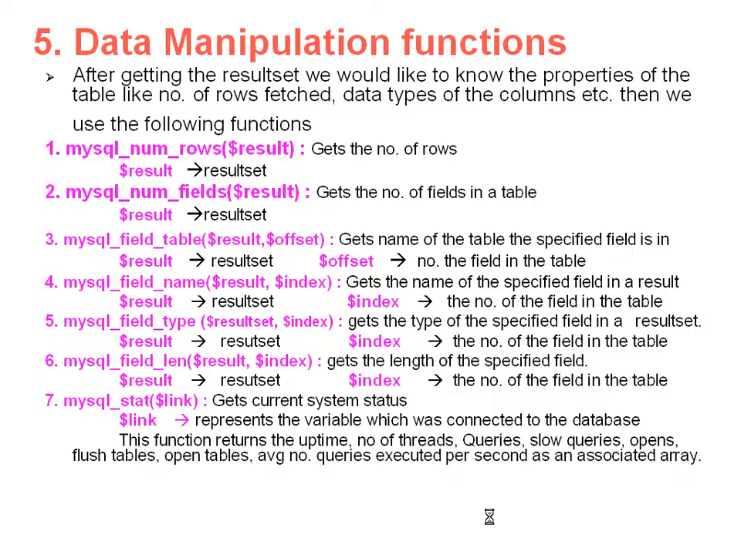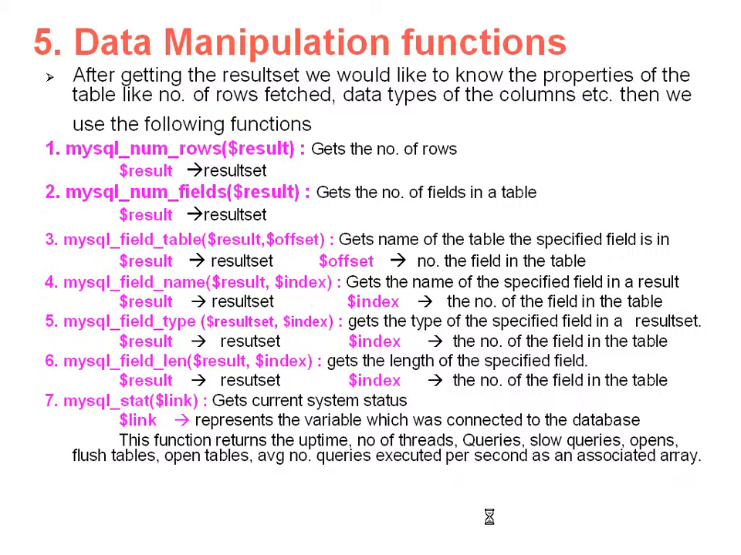mysql_field_name gets the name of the specified field in a result set, where $result is the result set and $index is the number of the field in the table. mysql_field_type gets the type of the specified field in the result set, and index is the number of the field in the table. mysql_field_len gets the length of the specified field. $result is the result set, $index is the number of the field in the table.